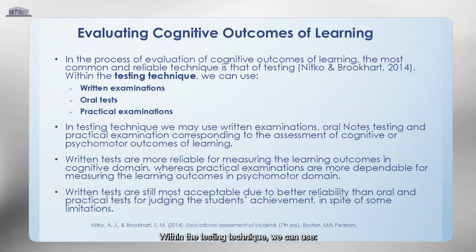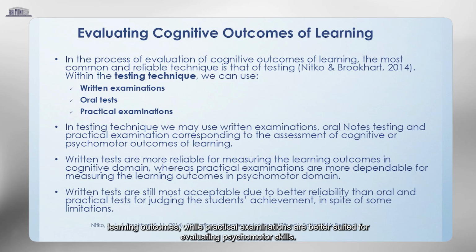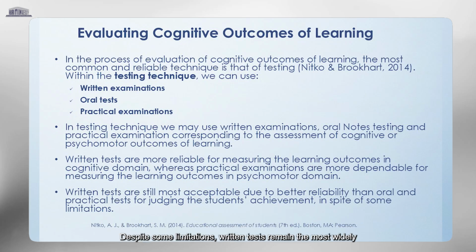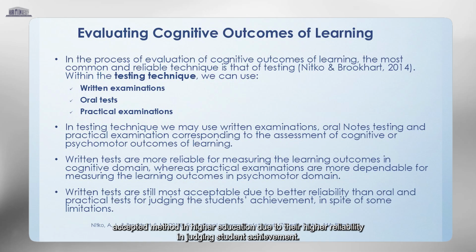Within the testing technique, we can use written examinations, oral tests, and practical examinations. These different test formats correspond to the type of learning being assessed. Written tests are generally more reliable for measuring cognitive learning outcomes, while practical examinations are better suited for evaluating psychomotor skills. Despite some limitations, written tests remain the most widely accepted method in higher education due to their higher reliability in judging student achievement. They provide a structured and standardized way to assess knowledge, comprehension, and problem-solving abilities.